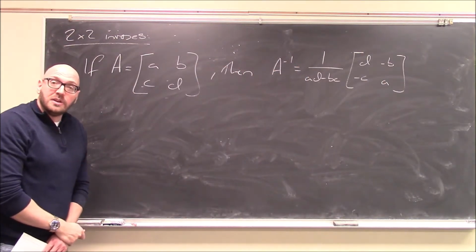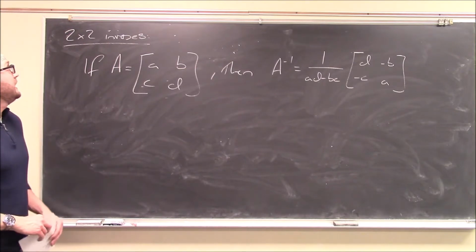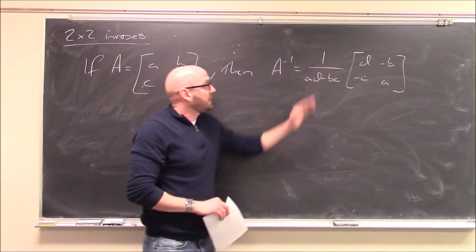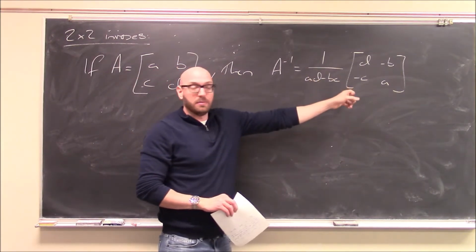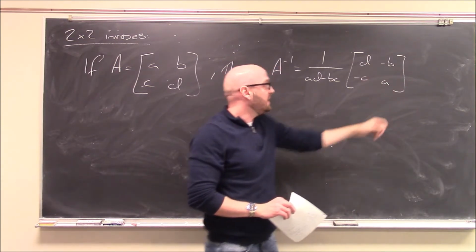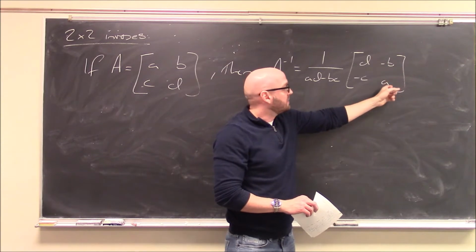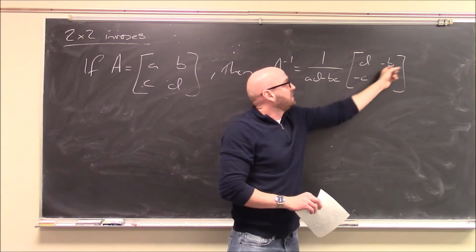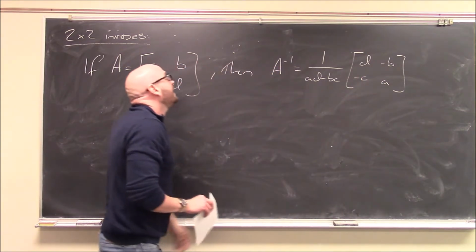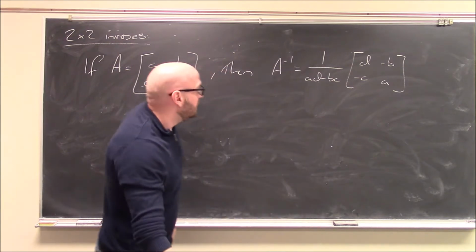So for 2 by 2 matrices, there's a fairly simple formula for finding the inverse. If A is this 2 by 2 matrix A, B, C, D, then A inverse is the scalar product 1 over AD minus BC times this 2 by 2 matrix D, minus B, minus C, A. So I've flipped the two diagonal entries, A and D, and the other two non-diagonal entries are multiplied by minus 1. And then you multiply the whole thing by this scalar 1 over AD minus BC.